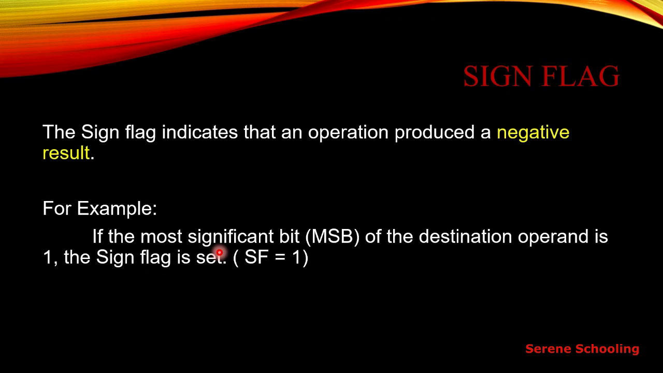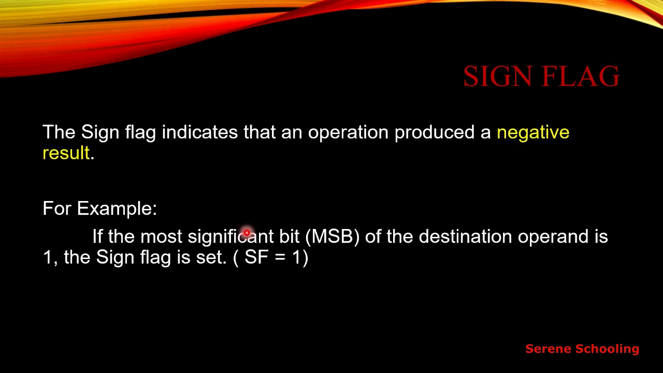Then we have the sign flag. As the name suggests, whenever we get some negative value, sign is basically for the negative values. Positive, of course, doesn't need to be given any sign. So the sign flag indicates that the operation produced a negative result, whether the number is negative or positive. We get to know about that through the most significant bit. The most leftmost bit is the most significant bit.